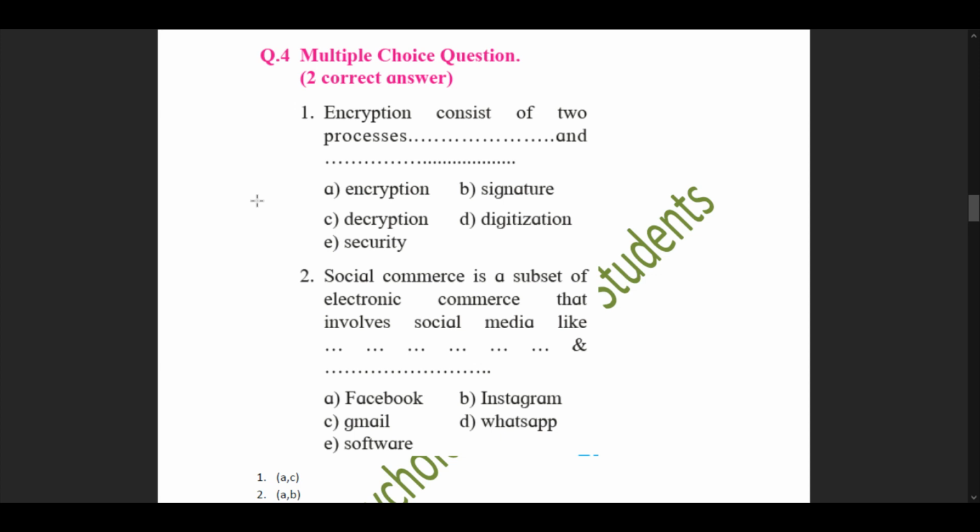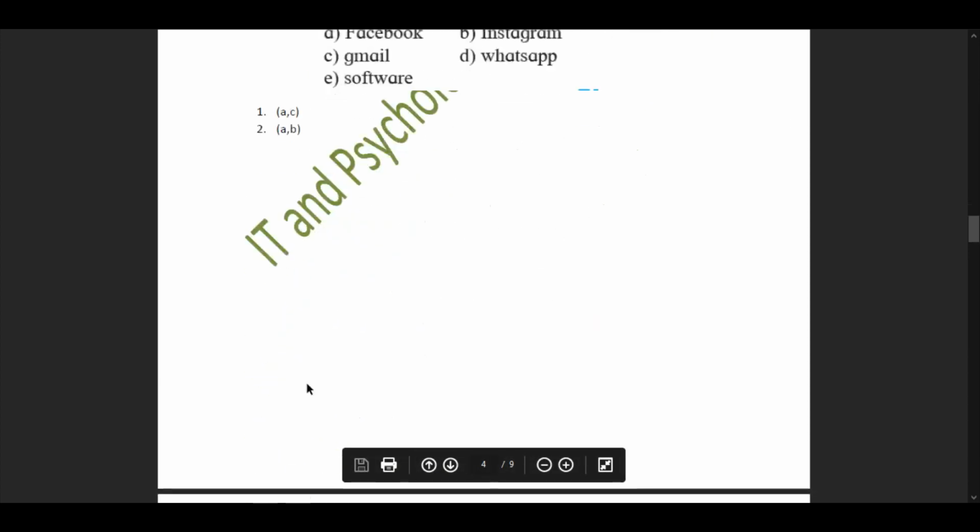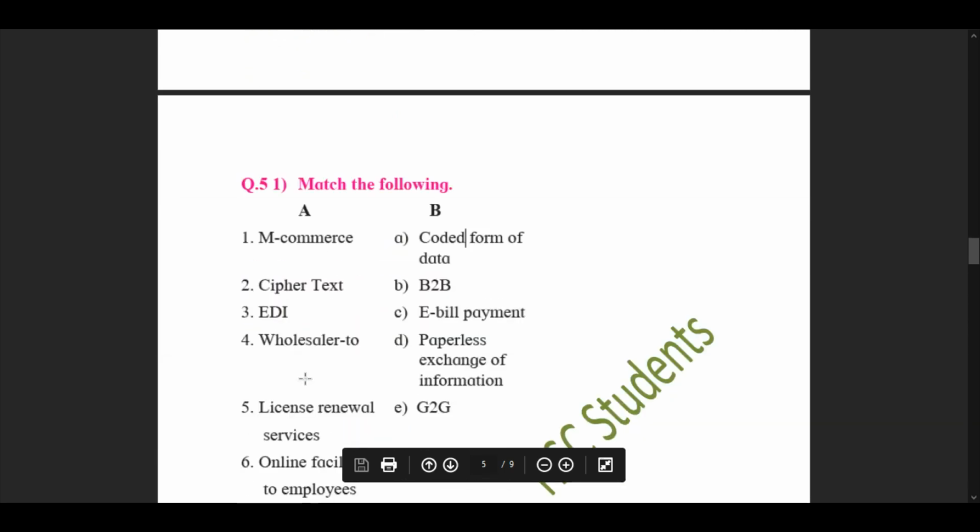Social commerce is a subset of electronic commerce that involves social media like dash and dash. So the answer here would be social commerce is a subset of electronic commerce that includes or involves social media like Facebook and Instagram. So the answer here are option A and B. And then we move forward to our next question without further ado.